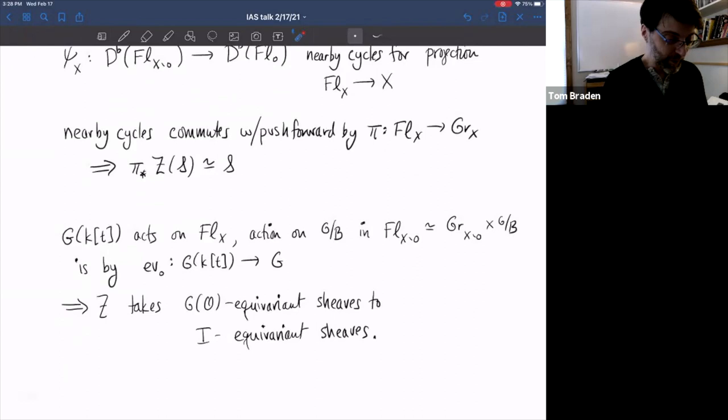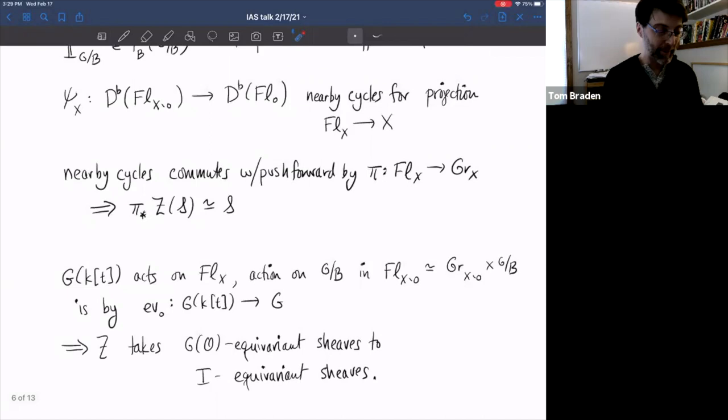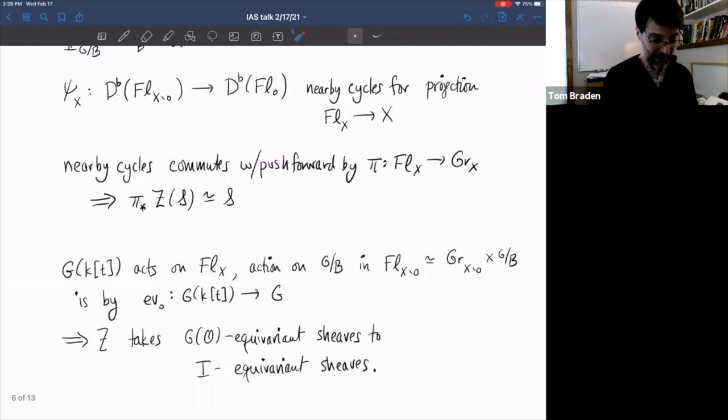Basic property of nearby cycles is it's going to commute with push forward, strictly speaking, proper push forward. But these sheaves have proper support. I mean, the varieties themselves are ind-schemes, but they're ind-proper, and the sheaves that we're looking at are supported on proper varieties. So it's going to commute with push forward, and so that's what gives you the property if you push forward from the flag variety to the Grassmannian.